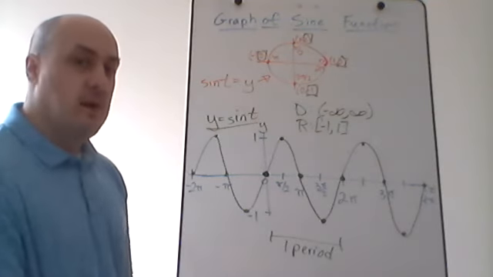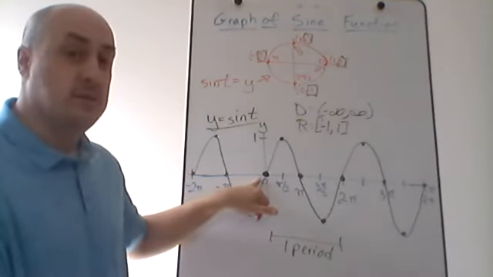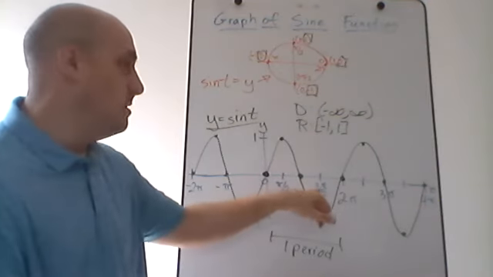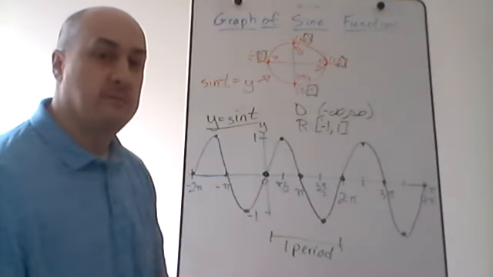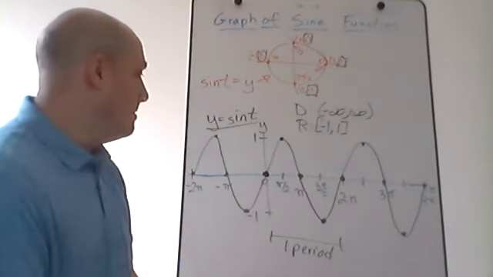So that's our graph of the sine function. Again, the key thing: it starts at 0, 0, then goes up, down, and back to the middle. The period is 2 pi. The domain is all real numbers. The range is -1 to 1. So there's the sine graph.